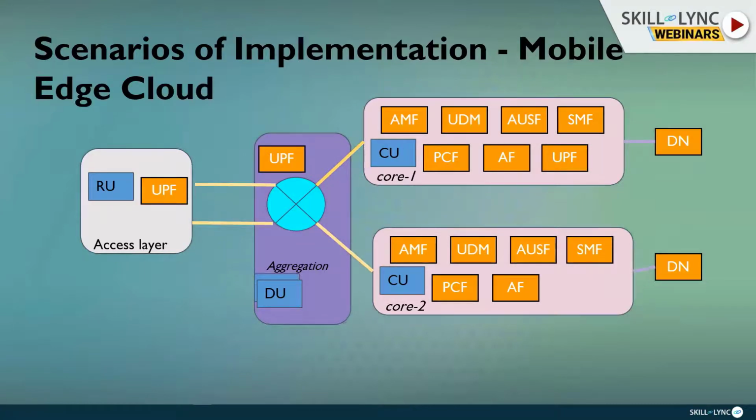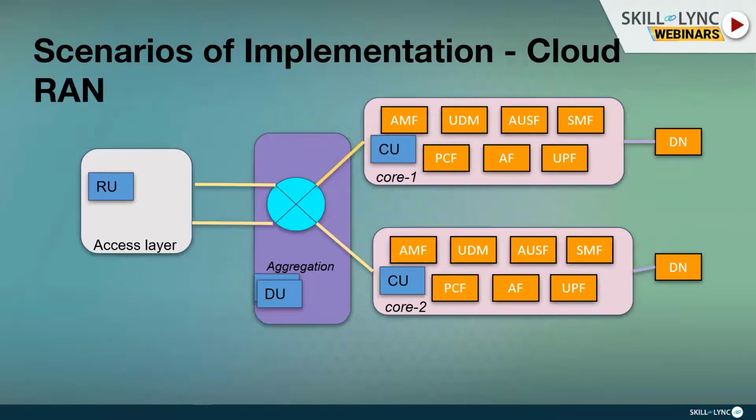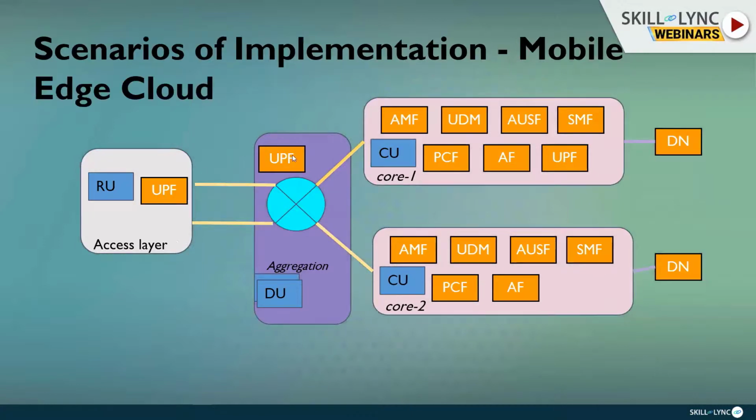Second is mobile edge cloud. Now, what is the challenge here? The challenge is that if you are browsing the internet, the packet will travel from here to the aggregation layer and towards the UPF that is in the core. Now, what we need to do is just reduce the latency. So what we can do is move the UPF and put it either in the aggregation layer or in the access layer.